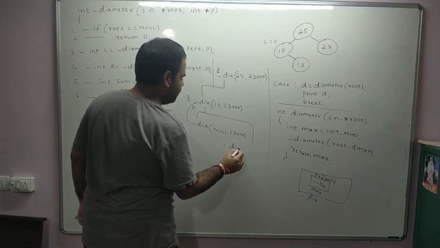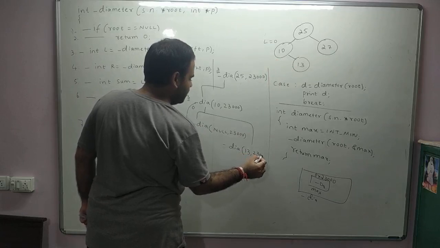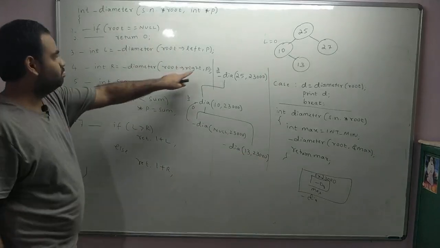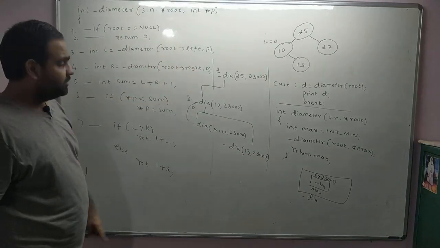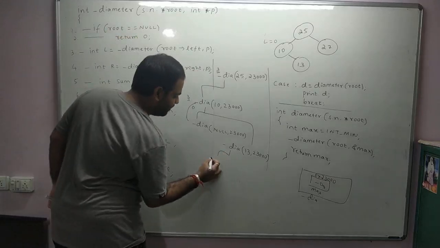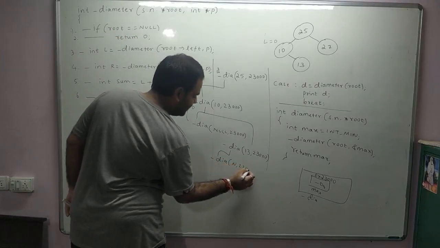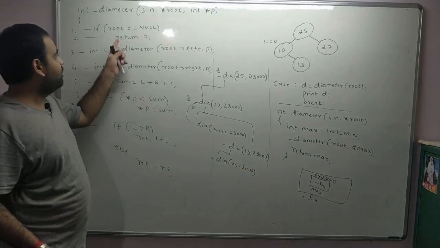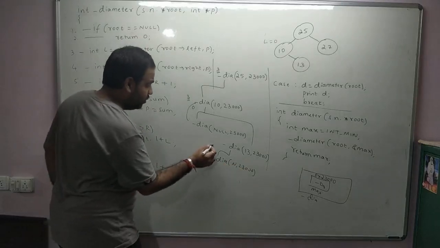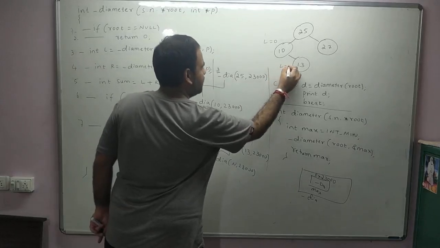Again it says _diameter of 10 arrow right, which is what? 13, and you pass P as it is. Right? Now, is 13 equal null? No. Again you say 13 arrow left. Now what is 13 arrow left? 13 arrow left is null, and you pass 23,000 as it is. Is null equal null? Yes, you return 0. Where do you return 0? To the left height with respect to 13.